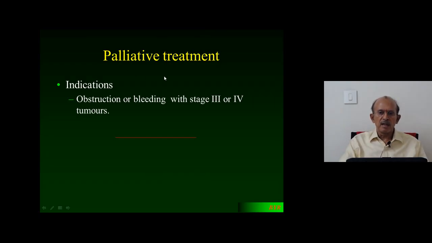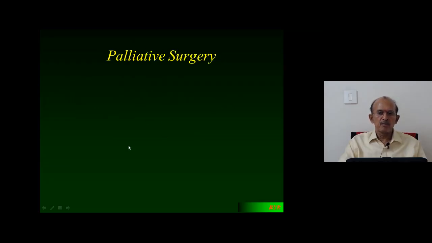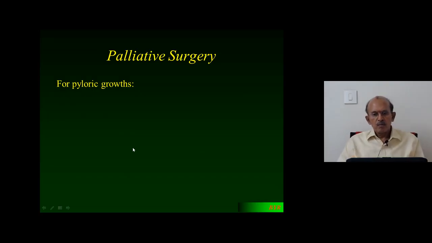Palliative treatment is given for all the other cases. When do you give palliative treatment? If there is obstruction or bleeding for the stage 3 or 4 tumors. For pyloric growths, what will be the symptom? The patient is having carcinoma of the pyloric antrum. It is not operable. It is an inoperable tumor. So when do you do surgery? That means what should be the troubling symptom for the patient?